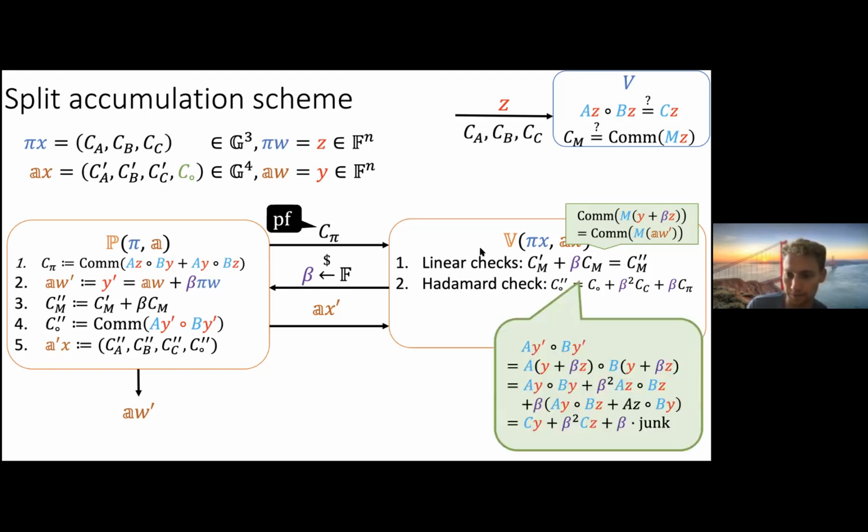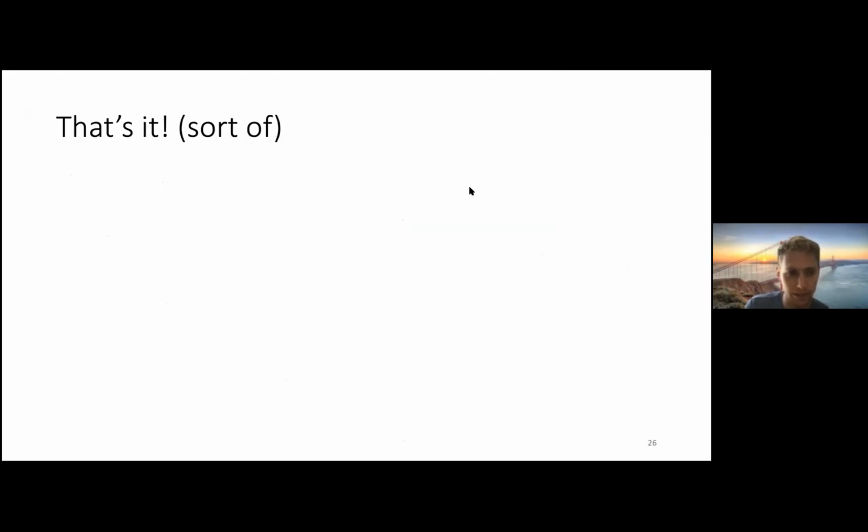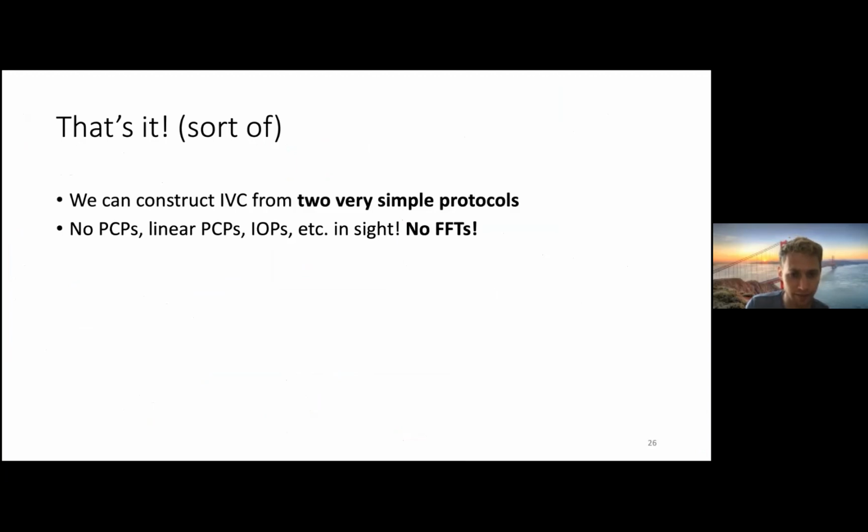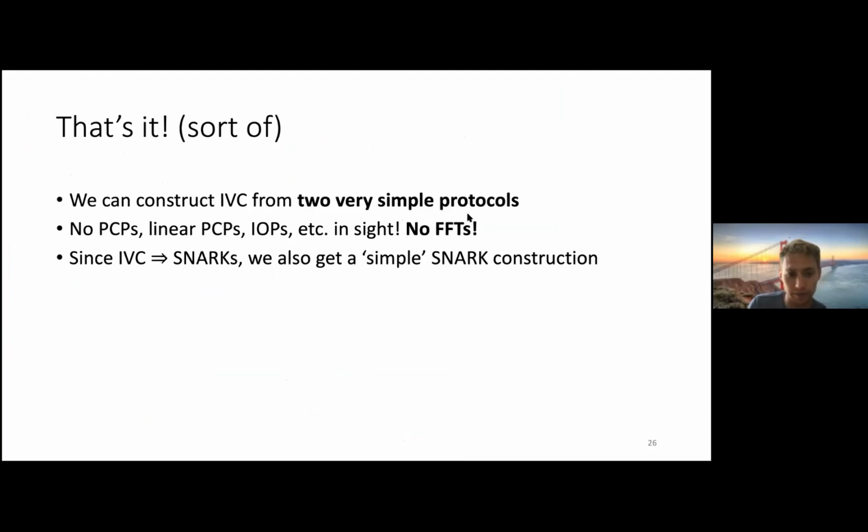So this accumulation verifier is really, really efficient. To bring this back to the high level, all we do is a simple Sigma protocol here, and through our pipeline this gives us IVC or PCD. That's it, sort of. The cool thing is there are no PCPs, no linear PCPs, no IOPs, no FFTs inside. And if you follow the pipeline all the way, you can even get a SNARK construction from this.